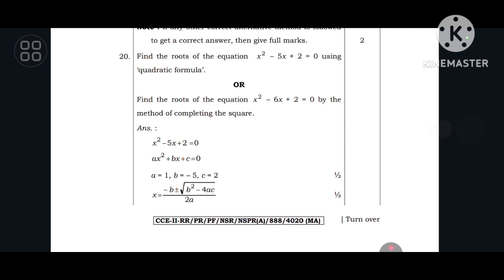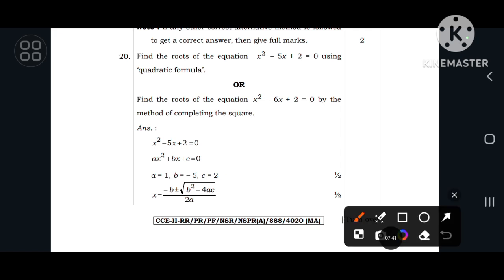This question is from quadratic equations: x square minus 5x plus 2 is equal to 0. You have to find the roots of the quadratic equation by solving it. For this, you can solve by Sridharacharya's formula or any other method. Here they have solved it with Sridharacharya's formula.